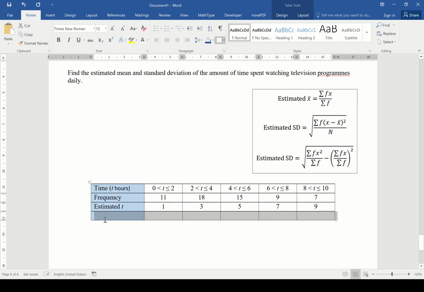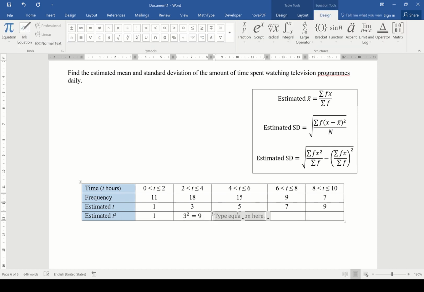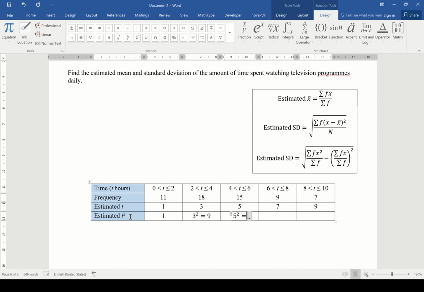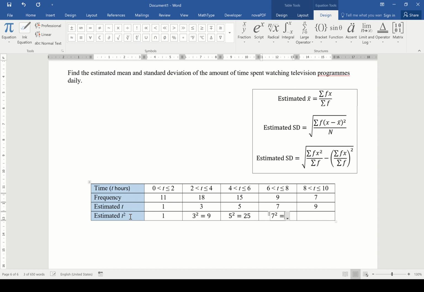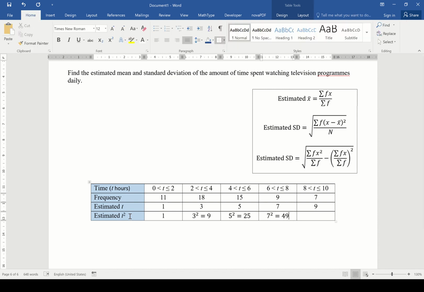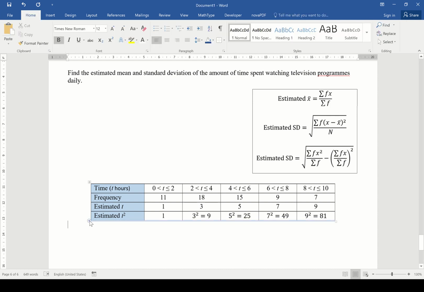Then, of course, similar to how we did our previous questions, we will always have our x square, or in this case t square. So estimated t square will be 1 square, which is 1, 3 square, which is 9, 5 square, which is 25, 7 square, which is 49, and 9 square, which is 81. And this time round, we will just calculate everything out together.